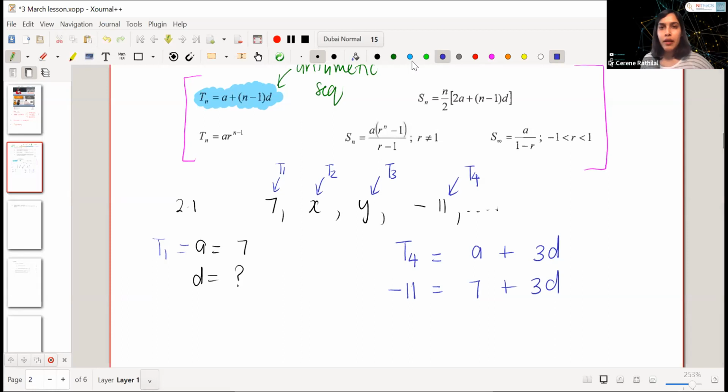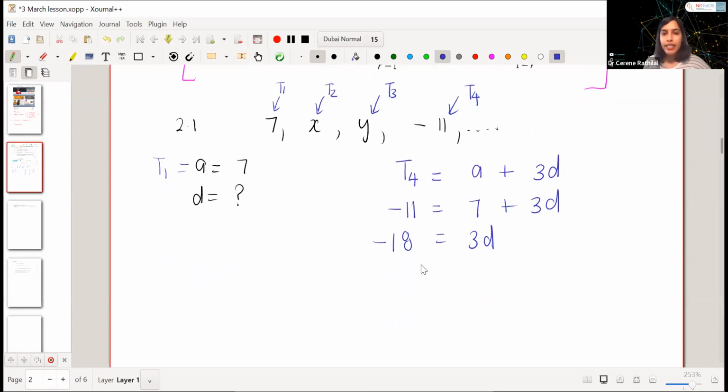Just performing some operations on both sides of this equation, it is now clear. If I subtract 7 from both sides, I get negative 18 equals 3 times D. And therefore, I get that D equals minus 6. Do you agree? Let me now come to the chat box.